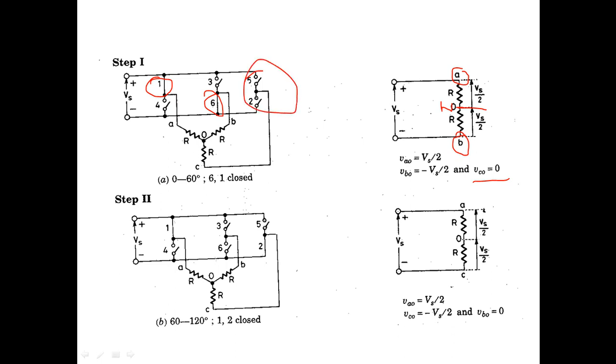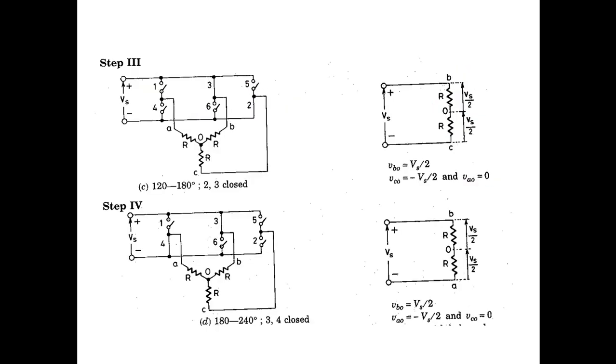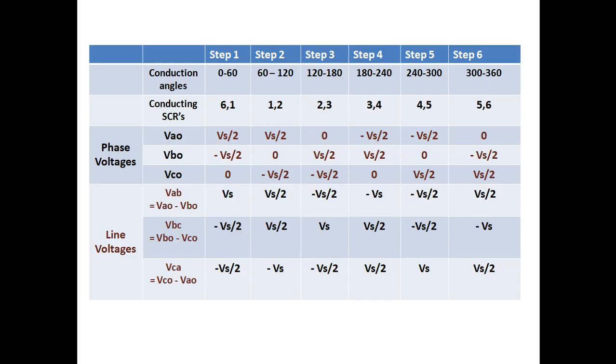Similarly for the remaining steps we can calculate and fill the table. For each step 2 SCRs will be conducting. So first VA0 will be Vs by 2, then 0, and minus Vs by 2, and for another 120 degrees again 0. For each step we have to calculate and fill this table. From this we can easily predict the waveform. So VA0 will have plus Vs by 2, 0, minus Vs by 2. Totally there are three magnitudes, 0, Vs by 2 or minus Vs by 2, so it is a quasi square waveform.